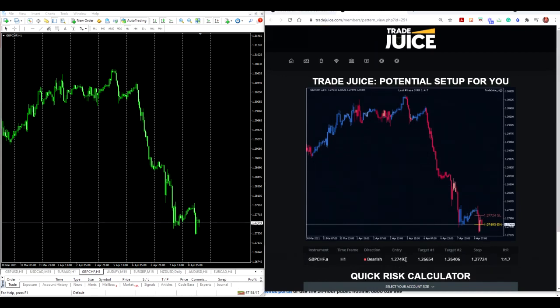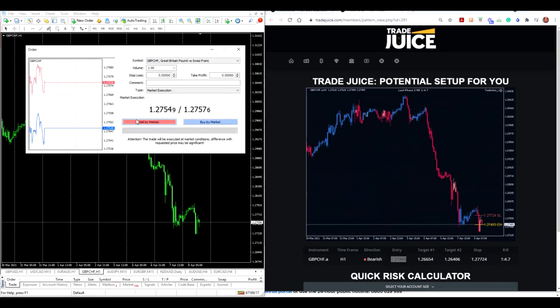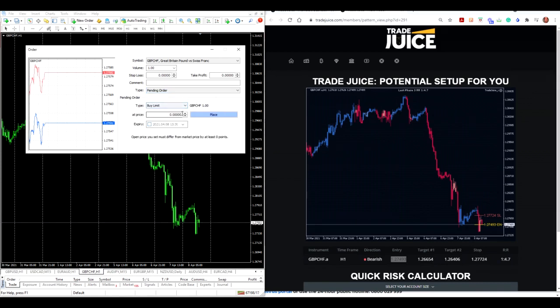What I'm going to do then is simply set the entry point, because price has not yet reached that point. As opposed to a market execution or immediate execution, I'm going to enter a pending order, and I'm going to go short. So I'm going to put in a sell stop, which means that once price hits that level, somewhere down here, then I will be in the trade.